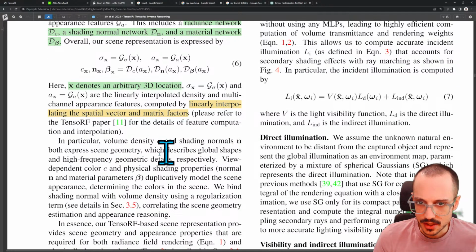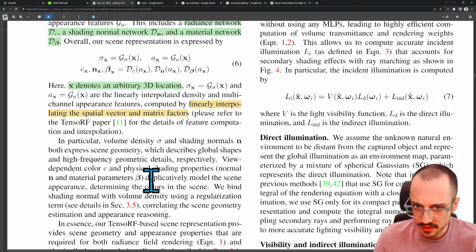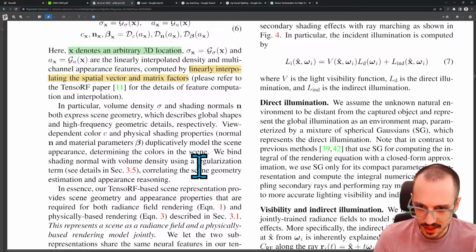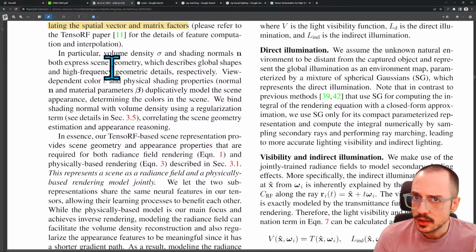Volume density and shading normals both express scene geometry and high frequency geometric details. View dependent color and physical shading properties duplicatively model the scene appearance, determining the colors. We bind shading normal with volume density using a regularization term correlating the scene geometry estimation.